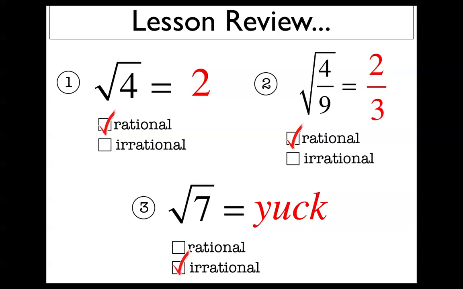And there is your lesson. Rational numbers can be written as ratios. Irrational numbers can't because they're crazy, crazy decimals that go on and on and on forever without any pattern, and they're kind of yucky.